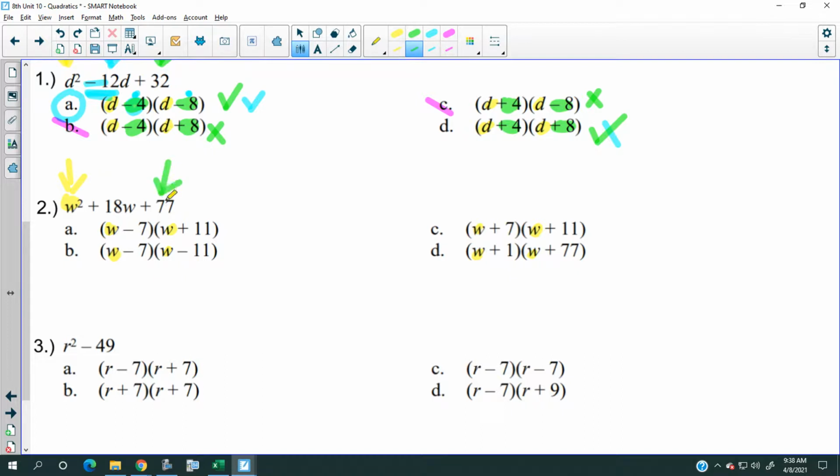Now, I need a positive 77 here when I multiply these numbers. So that's not it, because that comes out as negative. This one looks good, because negative times negative is a positive. Oh, man. Whoever wrote this test did a better job with this one, because notice how 7 and 11 is positive, 1 and 77 also positive. So now that means we got to look at the middle.